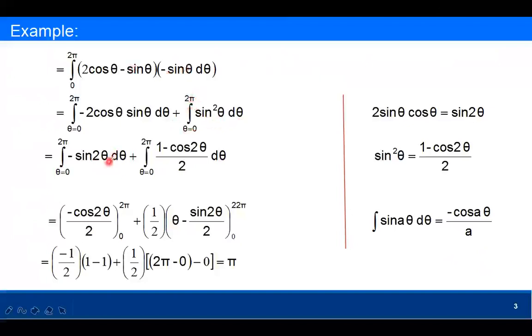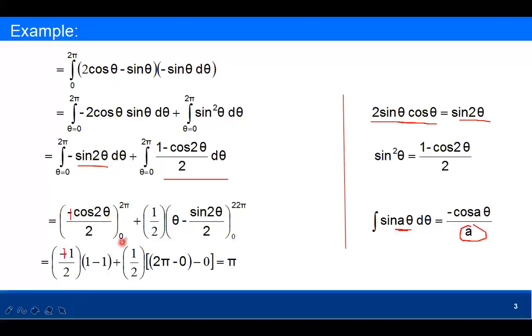Since 2 sin theta cos theta is sin 2 theta, write this down, and sin² theta equals (1 − cos 2 theta)/2. Now integrate this. Integral of sin a theta is −cos a theta by a. So in this case, sin 2 theta gives cos 2 theta by 2, and already a minus is there, so minus of minus is plus, and substitute the upper limit and lower limit.